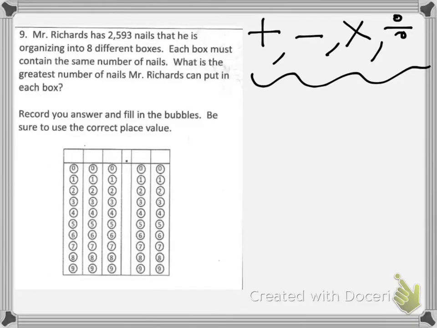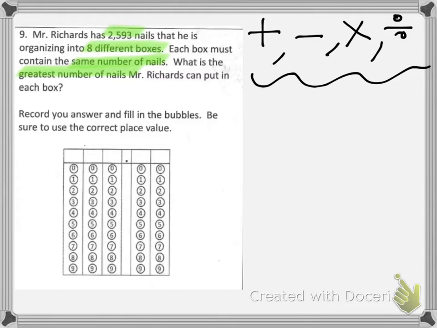All right, guys, let's work on the second problem for slide number 13. It says that Mr. Richards has 2,593 nails and that he is going to organize them into 8 different boxes. Each box must contain the same number of nails. What is the greatest number of nails Mr. Richards can put into each box?